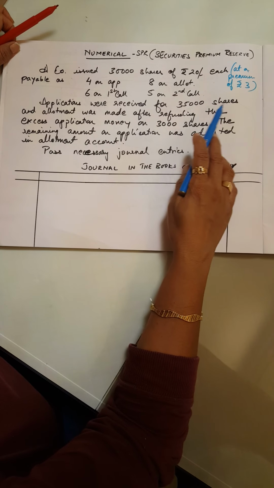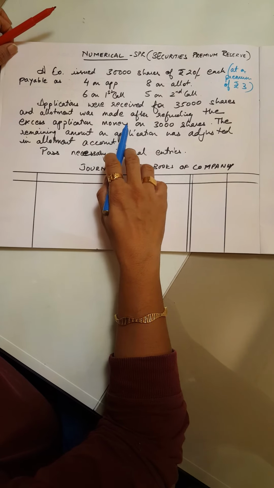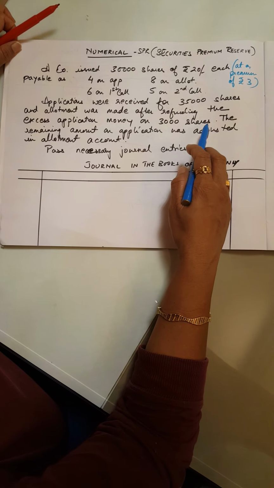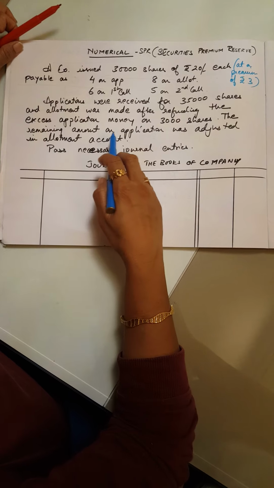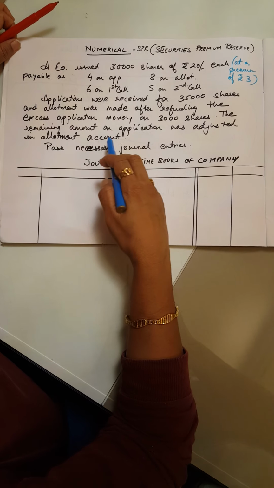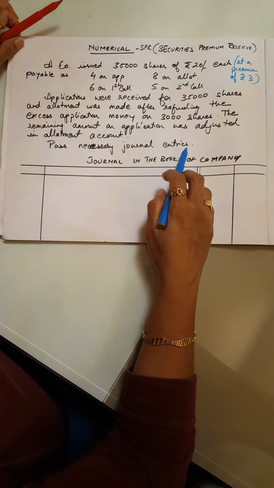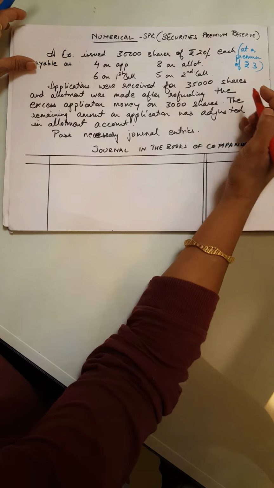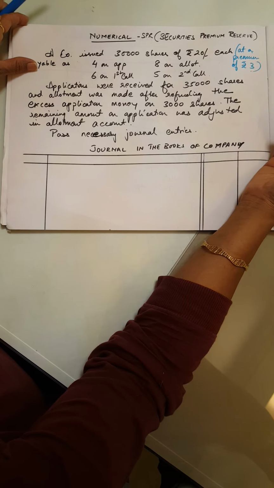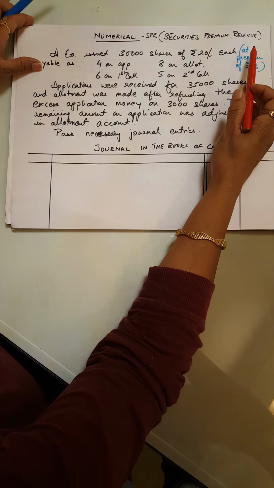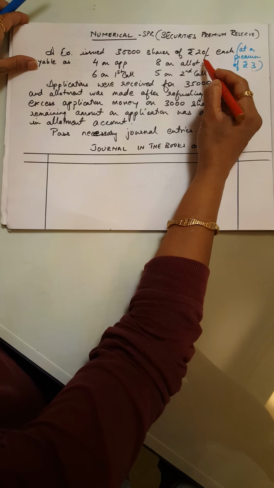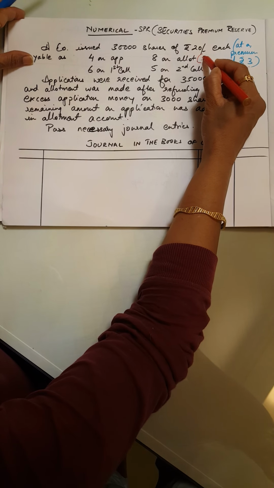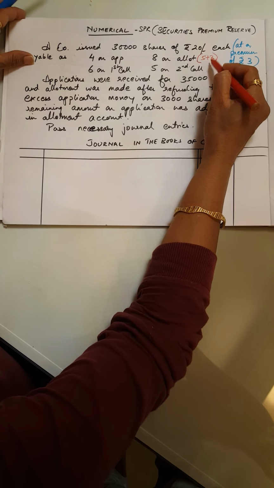Applications were received for 35,000 shares. Allotment was made after refunding the excess application money on 3,000 shares. The remaining amount on application was adjusted in the allotment account. Pass necessary journal entries. Now here nothing is mentioned about where this 3 rupees is being treated. So we know if no instruction is given, this 3 will be included in allotment. So this is actually 5 plus 3.